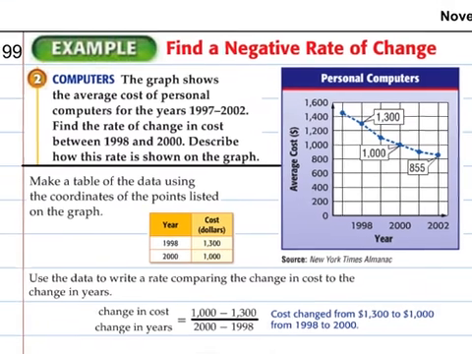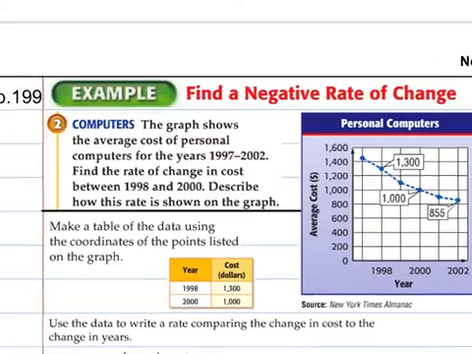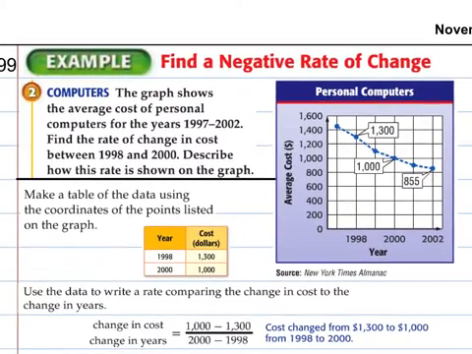Up next, now talking about a negative rate of change, what does that look like? So we're looking at computers, and this is old data from before you were born. The graph shows the average cost of personal computers for the years of 1997 to 2002. Find the rate of change in cost between 1998 and 2000. So now we're not going to be looking at all of this data. We are only looking at the rate of change between 98 and 2000. So we really only need the data from here to here for this problem. So make sure that you're reading the directions.